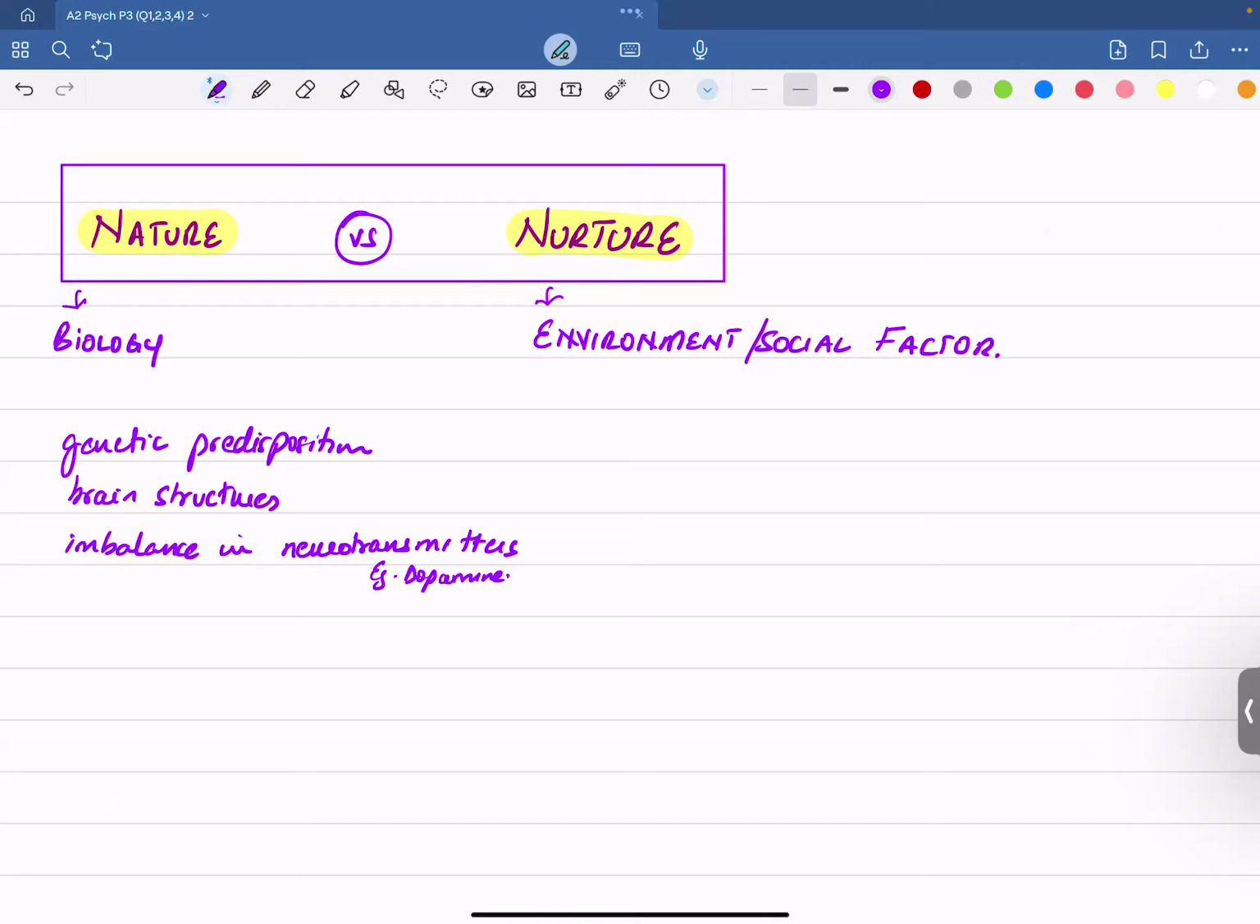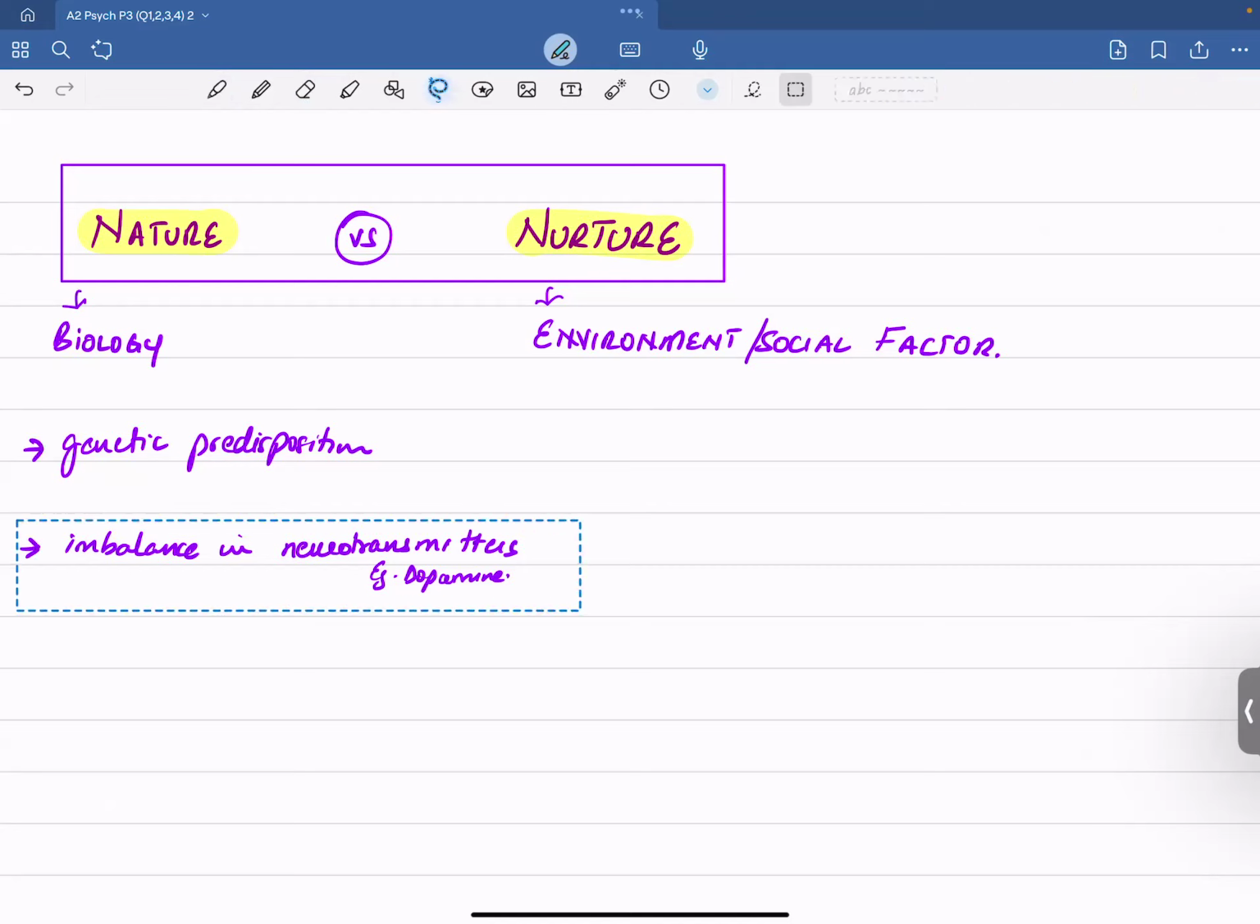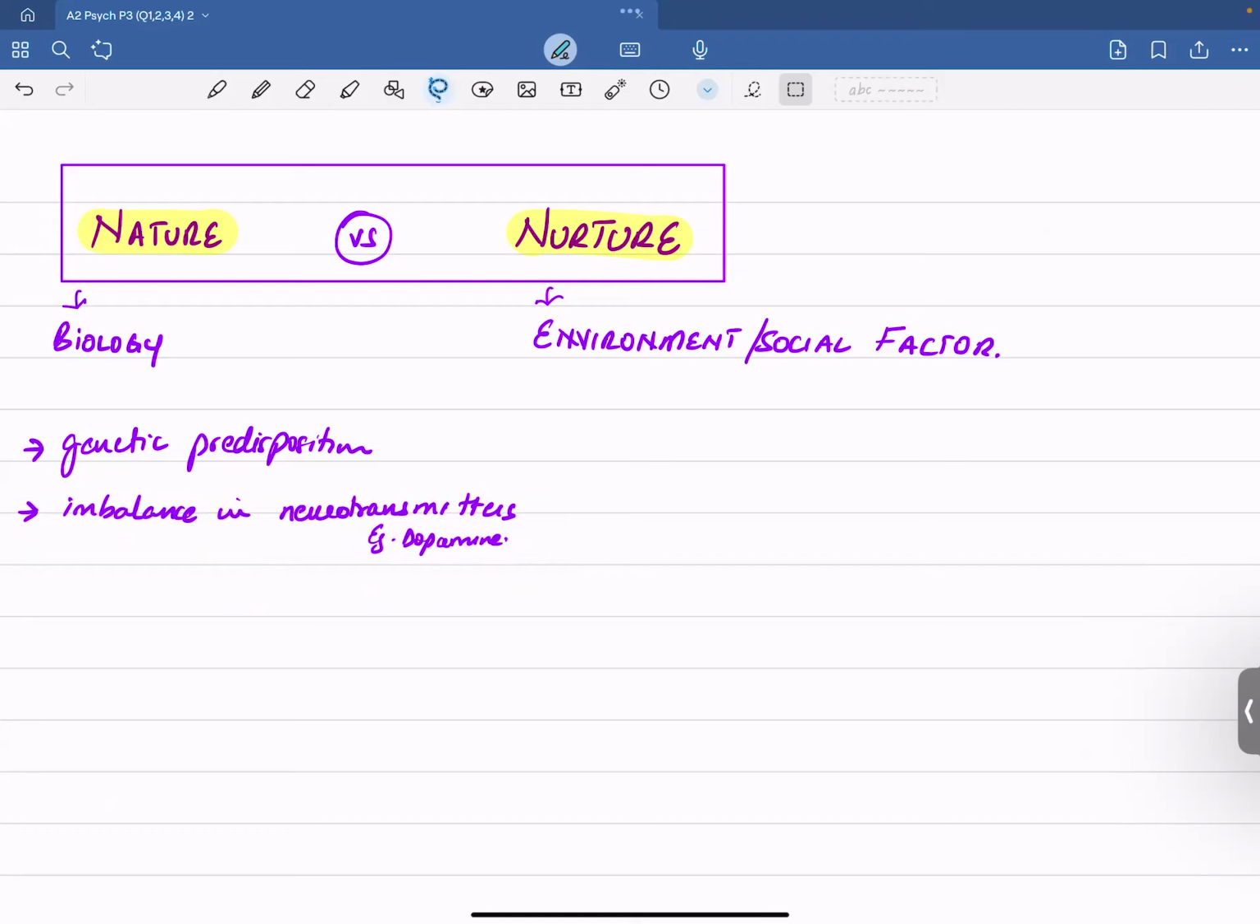Now, on the other hand, I think I just removed this brain structure part because I don't want this. Okay. So, these two, they are a part of your syllabus. Let's pick this up and drag it here. So, when we speak about the nurture side of the debate, the nurture argument highlights the influence of environmental factors. Now, these environmental factors could be your upbringing process, could be peer pressure as well.